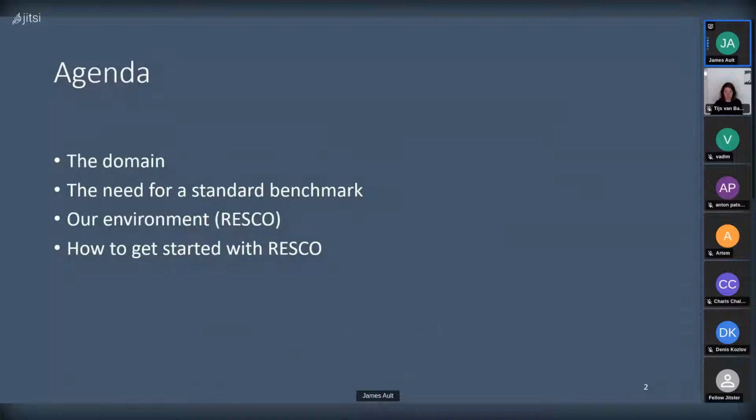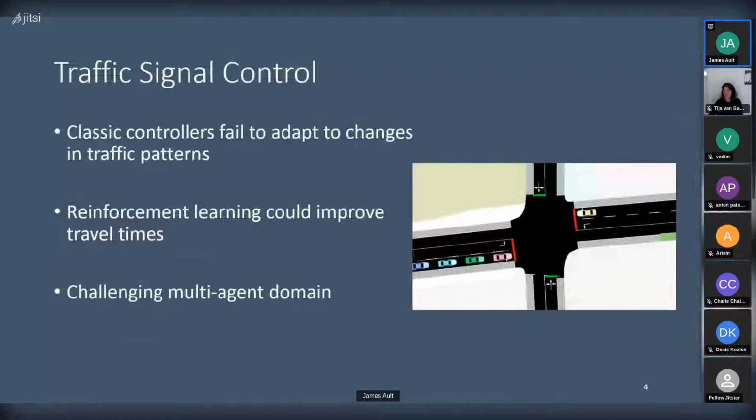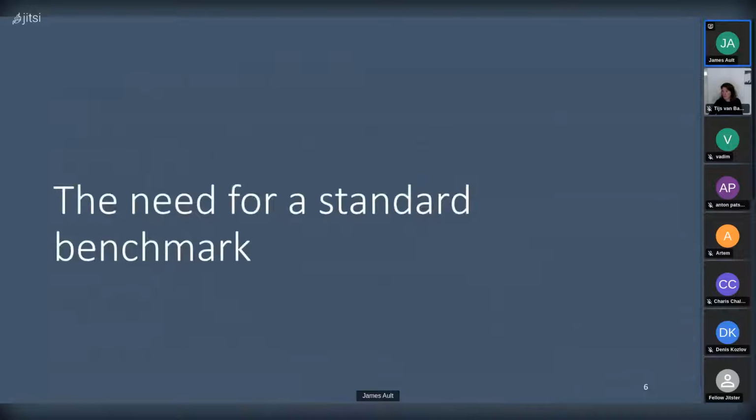So this talk is broken up into 4 parts. The first one I'll kind of skip because you gave a very good description of reinforcement learning and traffic signal control there. Then I'll talk about why we needed a standard benchmark, and then our solution for a benchmark environment, and then how to get started with it.